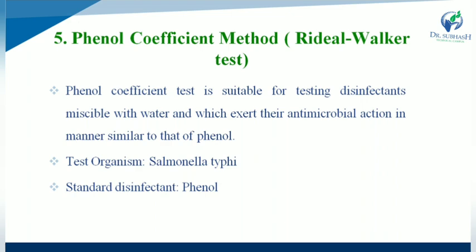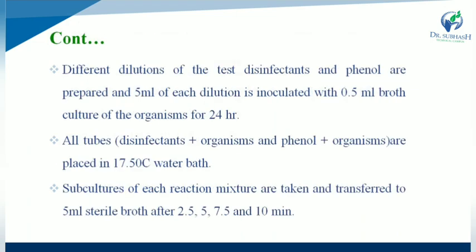The test organism used for the phenol coefficient method is Salmonella typhi, and the standard disinfectant is phenol. Different dilutions of the test disinfectant and phenol are prepared. So first, different dilutions of the test disinfectants are prepared. After that, dilution series of the disinfectant and phenol are prepared.